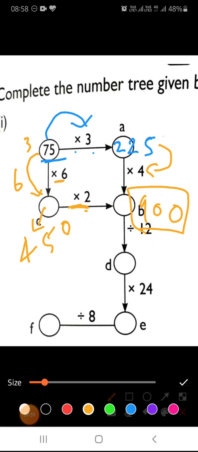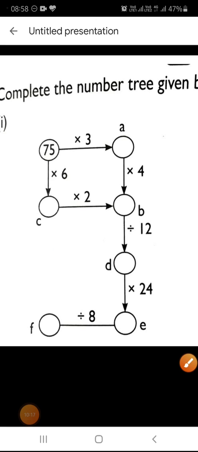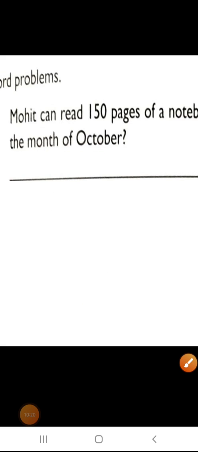So in place of B, what will come? 900. Now 900 divided by 12. When we divide 900 by 12, what will we get? We will get 75. So in place of D, we will write 75. Now 75 multiplied by 24. Whatever you get, you will write it here, and whatever the answer is here, you will divide that answer by 8, and whatever the answer is, you will write it here. Means you just have to follow the instructions and solve this tree. Fill all the blanks in the tree. Okay, one more is given to you.